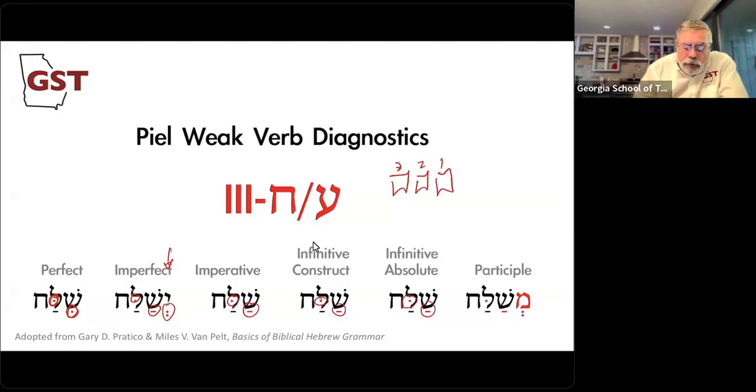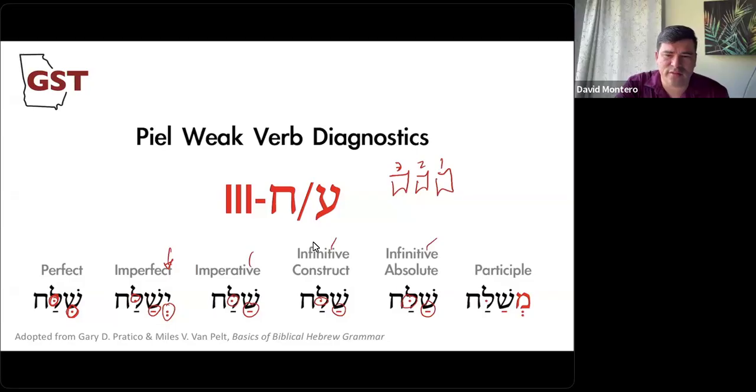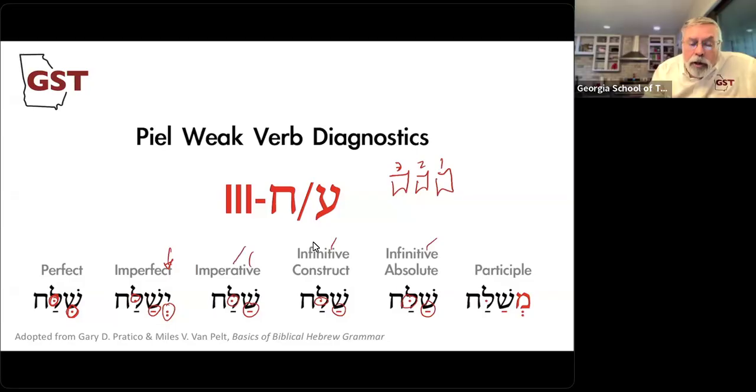Remember how to tell the difference between the imperative, infinitive construct, and infinitive absolute? Context, of course, will have to tell you the difference. How do you know if it's an imperative versus an infinitive construct or an infinitive absolute? Generally, the imperative appears at the beginning of the sentence or the clause, wherever the command is.